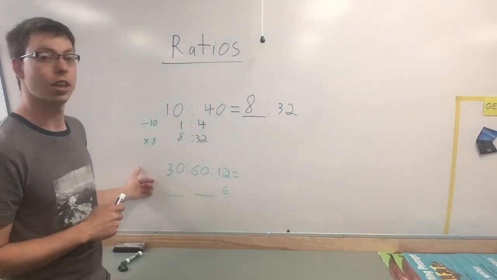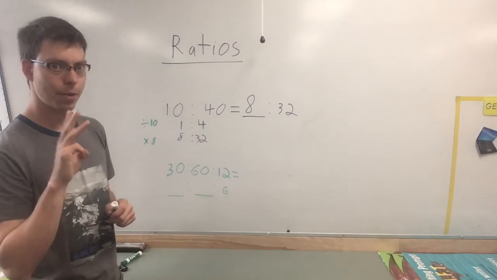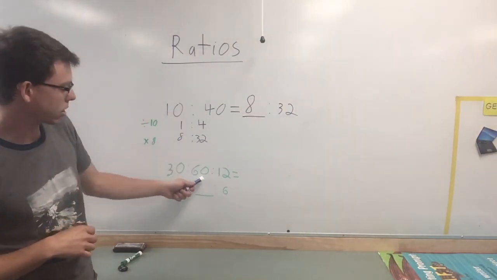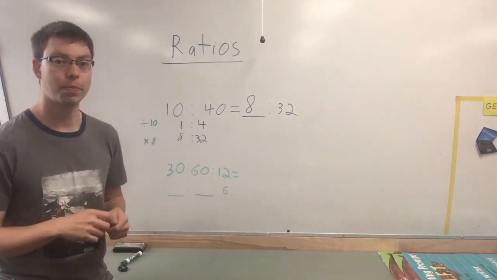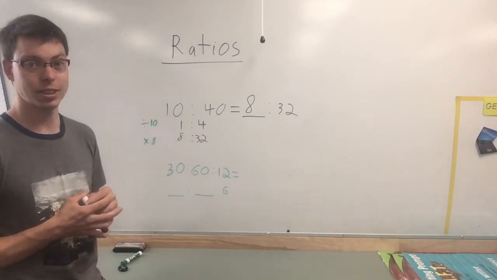Okay, next question down here. I've added a third number. So we have 3 numbers in our question: 30 parts to 60 parts to 12 parts. Okay, now it may look more complicated, but don't get confused because it is really simple.